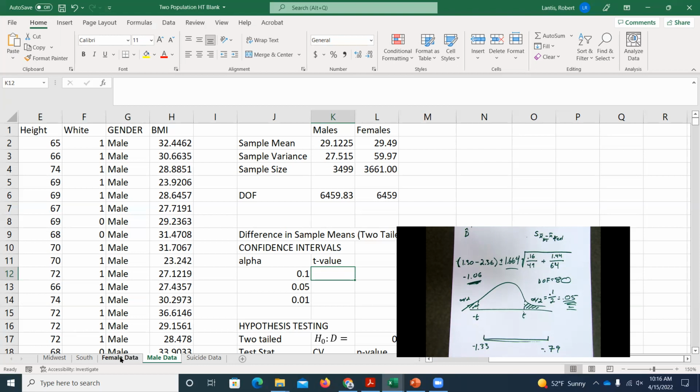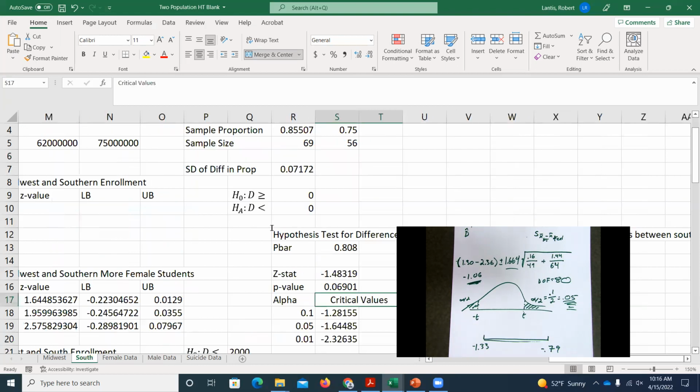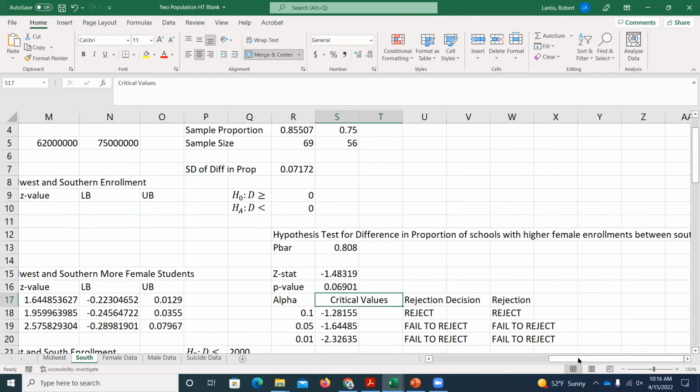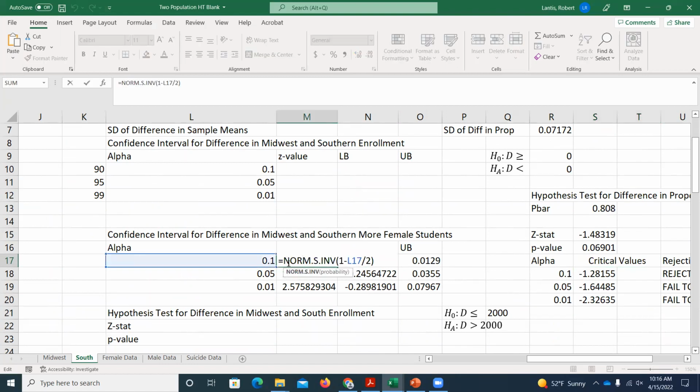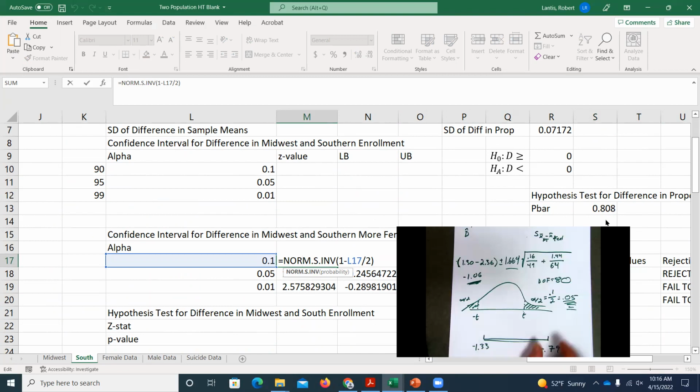So if I go to what we did last class, where was it? Here we are. When we built these confidence intervals for the difference in sample proportions, we were looking up z values. So we used that norm.s.inv, and I was using 1 minus alpha over 2. That's because if I want alpha over 2 on this right side, to find the positive value, I would look up 1 minus alpha over 2. Or I could just look up alpha over 2, take the absolute value, and it should give me the same thing. So we can see how that plays out.